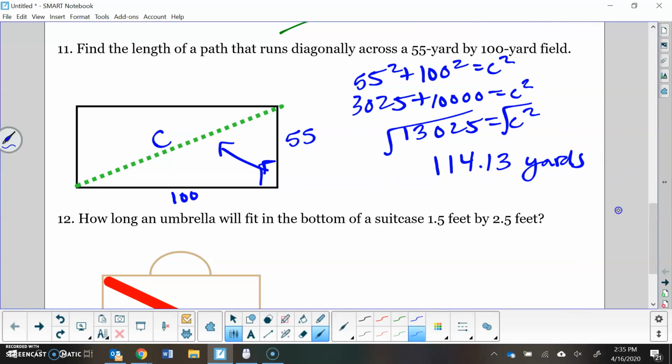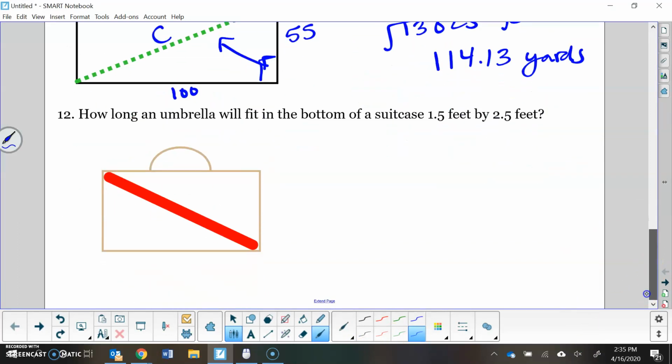All right, and the last one, we have a suitcase. The suitcase measures 1.5 feet by 2.5 feet, and I want to know how long an umbrella will fit in the suitcase. So the longest length is going to be the diagonal, so I can fit it diagonally in the suitcase. So I need to figure out what length I can fit in here. So I'm solving for a hypotenuse since it's the diagonal across from the right angle.